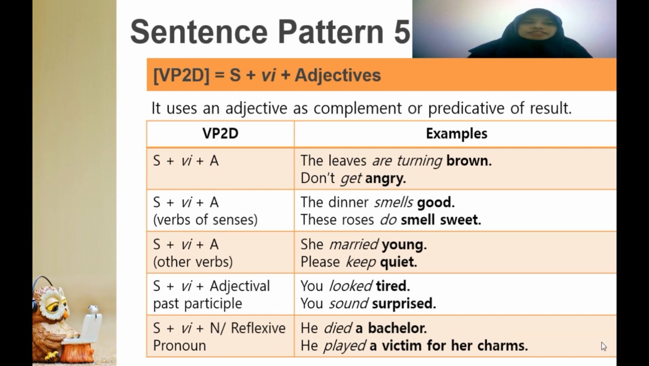And the last one, we have subject plus verb intransitive plus noun or reflexive pronoun. For example, he died a bachelor. He is the subject, died is the verb intransitive, and bachelor here is the noun.